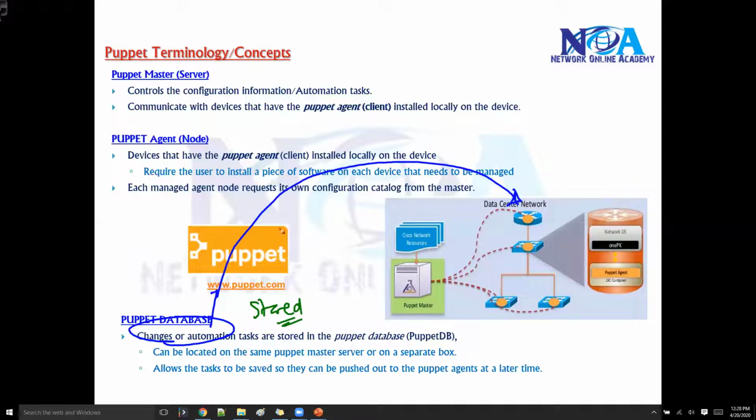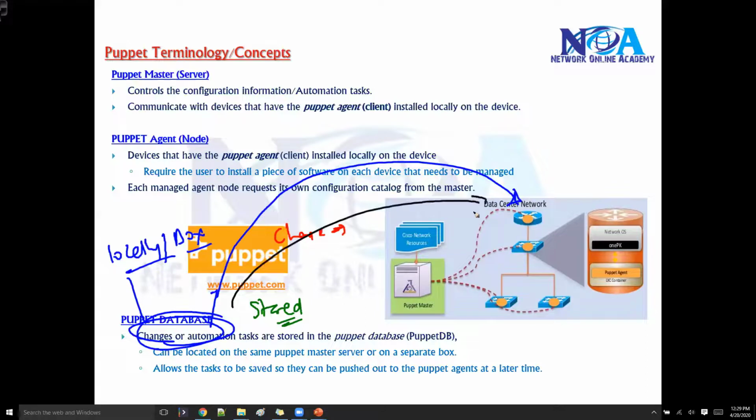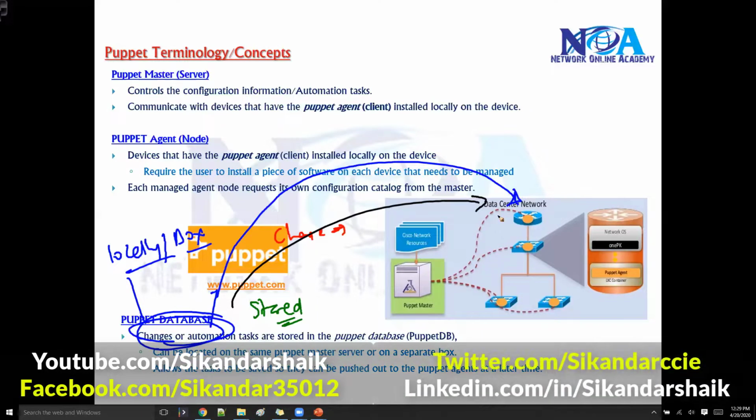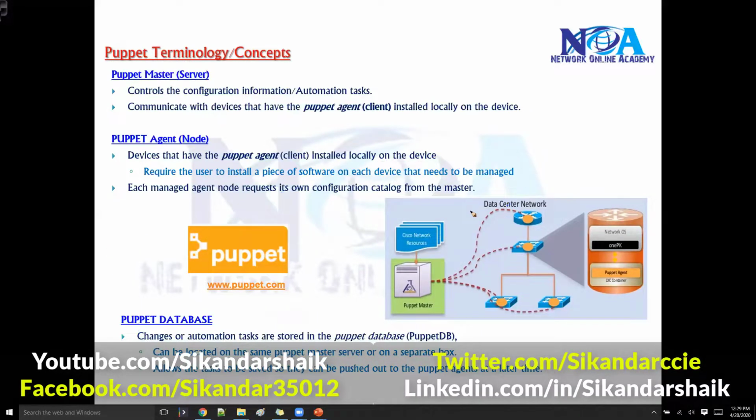Okay, so these are the changes, or whatever the automation tasks. And again, these changes, whatever you want to make, you can either store them locally on the same server, or you can have a separate box where you do all the storage of your automation related tasks. Whenever it is required, you can push those configurations or config files back to the end nodes so that they can be executed on the end nodes, or you can even schedule it as well.